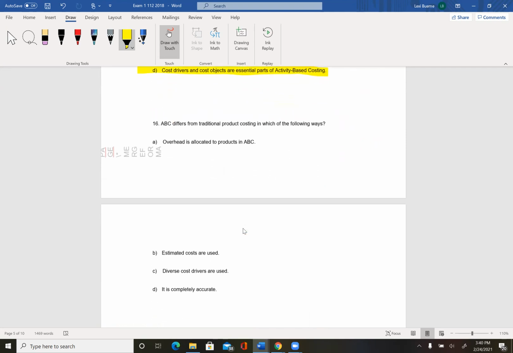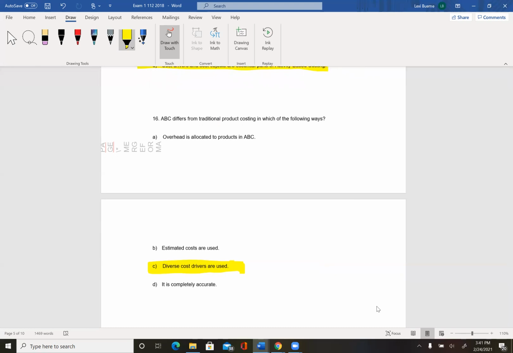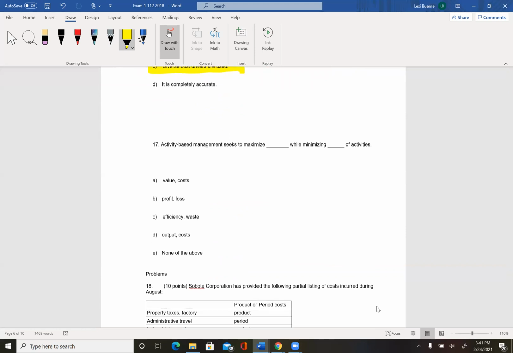And then for 16, ABC is activity-based from traditional product costing. In which of the following ways does it differ? So from traditional product costing, it differs in the way that the cost drivers are used, because cost drivers are going to be used a little bit differently in activity-based costing. They're not really used in product costing. And then 17, activity-based management seeks to maximize blank while minimizing blank. So it's going to try to maximize the value while minimizing the cost. So you want low cost, and that's what the management is going to try to achieve.